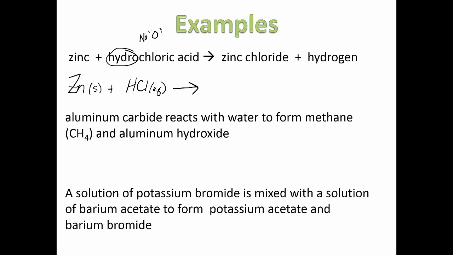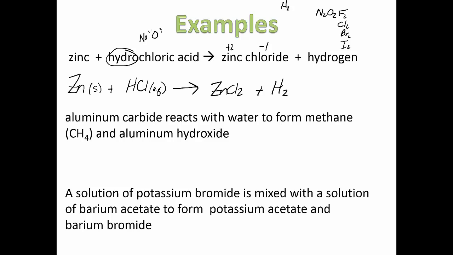Zinc chloride. Well, zinc is always a +2. Chloride is a -1. So the formula would be zinc chloride. And then hydrogen is a gas. Oh wait, this is where those 7 elements come in, remember? We have nitrogen, oxygen, fluorine, chlorine, bromine, iodine, and hydrogen. These are your 7 elements that are diatomics when they are by themselves in an equation. Hydrogen is by itself in the equation, so I have to put H2.